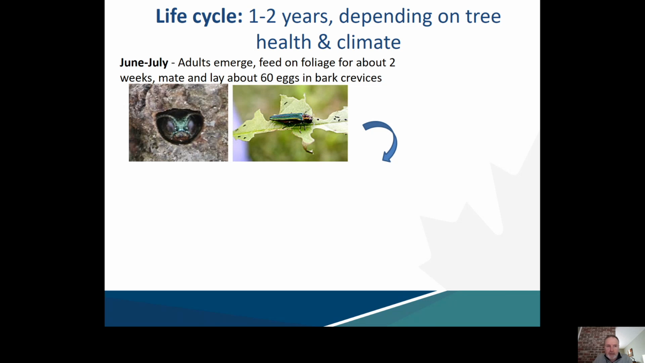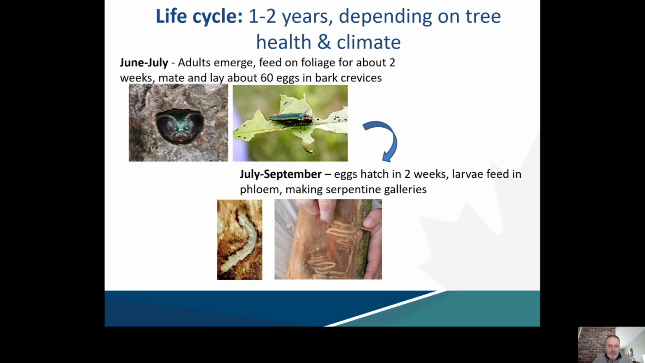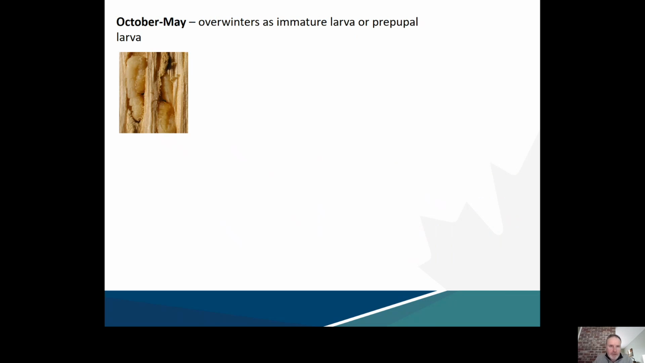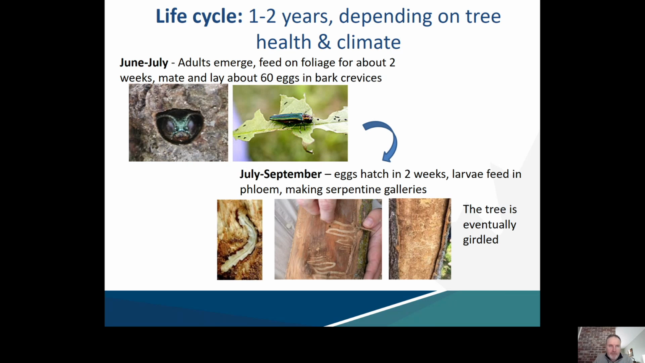So adults emerge from June to July from infested trees and feed on foliage for about 2 weeks before mating and laying about 60 eggs on the bark or in crevices under the bark. The eggs will then hatch after about 2 weeks, and larvae will enter the tree through the bark and start feeding on the phloem, making a serpentine gallery underneath the bark. Eventually, with significant feeding in the phloem, the tree would be girdled and eventually die. The girdling prevents the flow of nutrients and water within the tree.